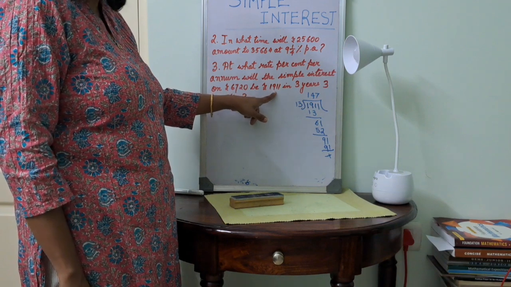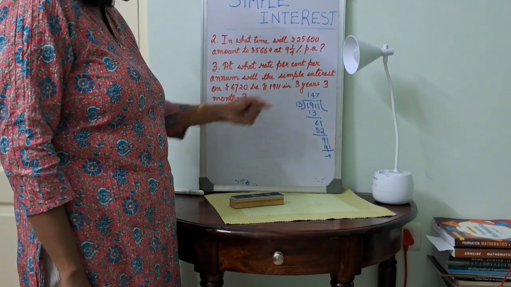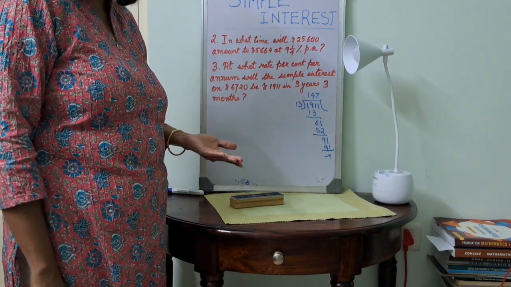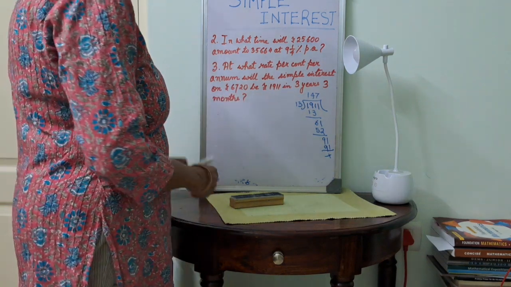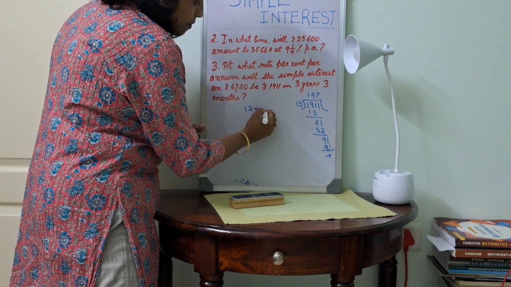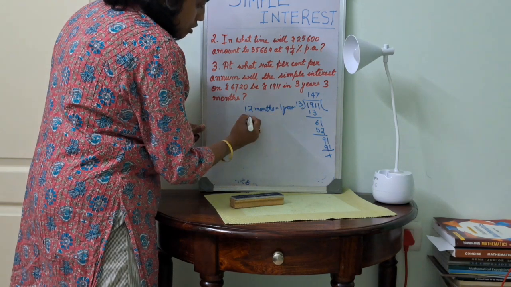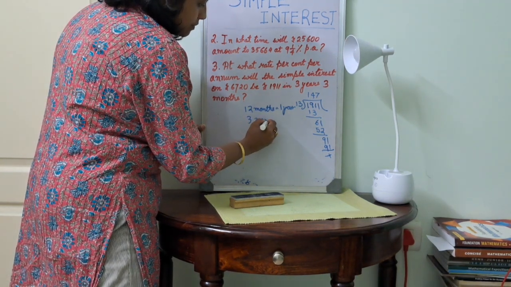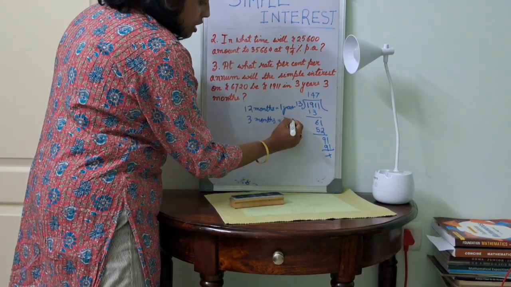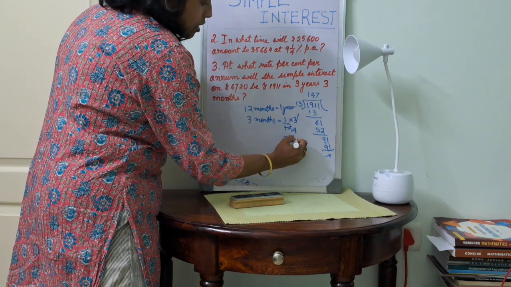So simple interest is 1911. We already know the simple interest, we know the principal, we know the time. The only thing is 3 years, 3 months. We have to convert that into years, right? So 3 months, we know that 12 months is equal to 1 year. So 3 months will be, unitary method, 1 by 12 into 3. So it is 1/4 of a year.